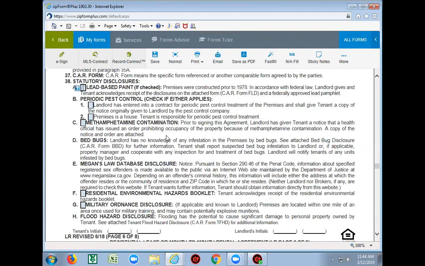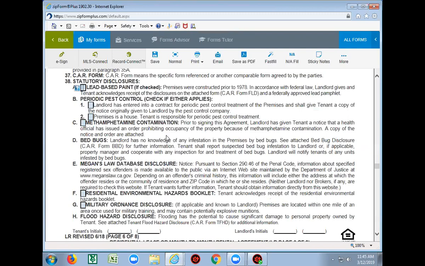D, bed bugs. Landlord has no knowledge of any infestation in the premises by bed bugs. See attached bed bugs disclosure for further information. Tenant shall report suspected bed bugs infestation to landlord or, if applicable, property manager, cooperating with any inspection for or treatment of the bed bugs. Landlord will notify tenant of any unit infested by bed bugs. So bed bugs is landlord's issue. Okay. Bed bug is a landlord's issue.